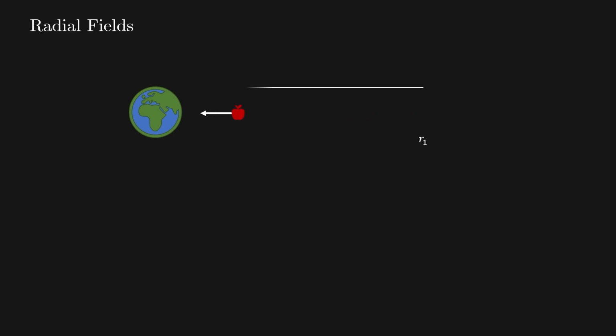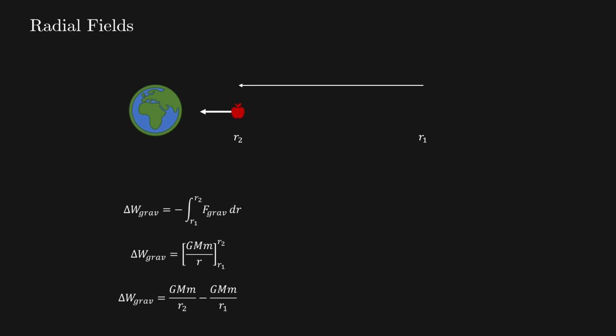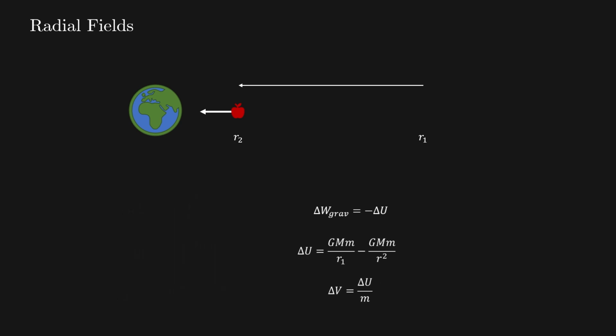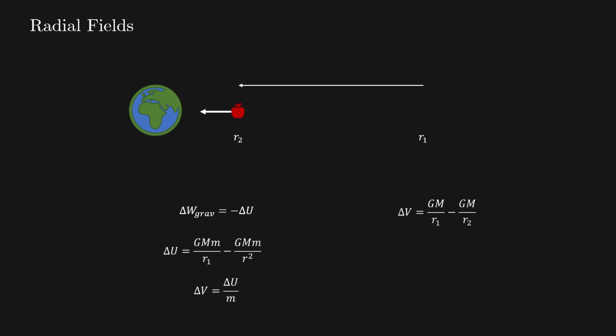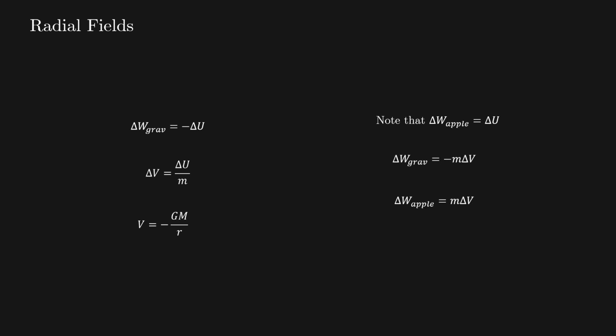In general, the formula for the change in work done by the field is as follows. Since the change in work done is the negative change in potential energy, we can find the change in potential. We can use the relationship between potential energy and potential to derive a formula for the change in potential. As we let R1 go to infinity and R2 go to R, we can get the formula for the potential. Note the following relationships between work done and potential. In A-level physics, the work done is assumed to be by the apple.